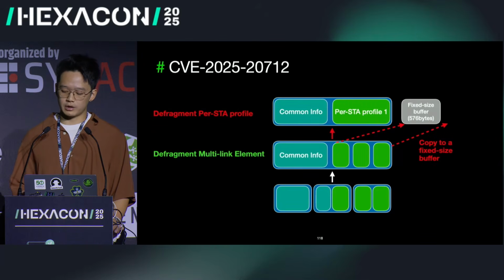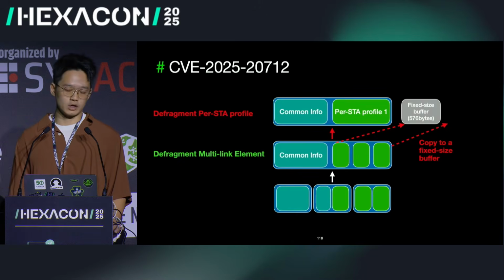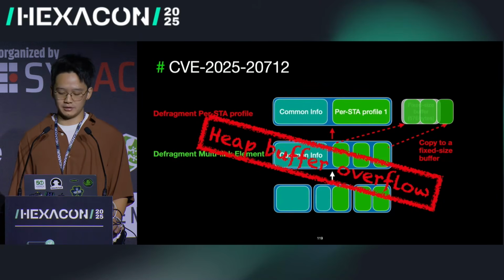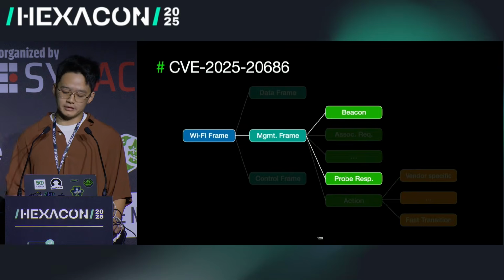However, when defragmenting the per-station profile, the fragmented profile is copied into a fixed size buffer without checking the size. An attacker can craft a per-station profile larger than 576 bytes, causing a heap buffer overflow. Although Wi-Fi 7 provides higher throughput, it could also bring additional vulnerabilities. This is the last vulnerability.